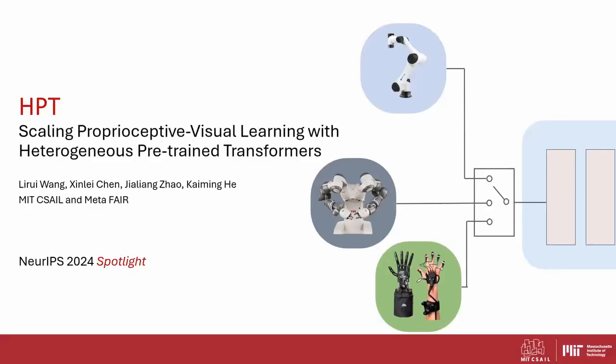In this paper, we present Heterogeneous Pre-trained Transformers, or HPT for short, a proprioceptive-visual robot learning method that scales between heterogeneous embodiments. The robot demos we have seen so far typically work only for a specific robot performing a specific task in a controlled environment.